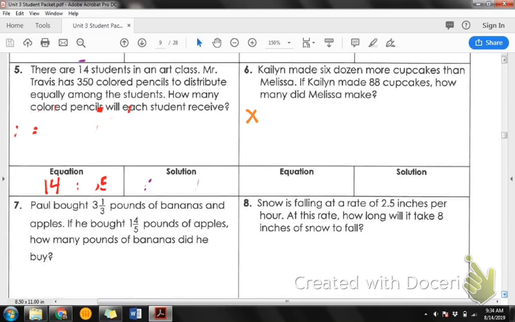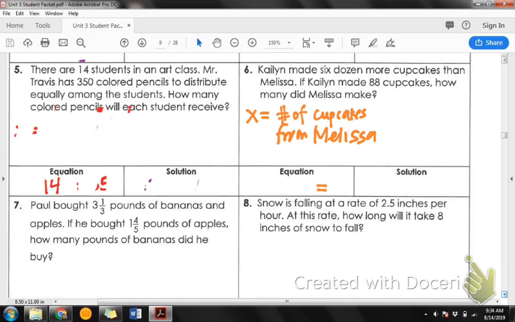Okay, so we know that X is the number of cupcakes from Melissa, right? That's how many Melissa made. So you could also say Melissa's cupcakes or something like that. What's our total going to be, Jose? What'd you put on the other side of your equal sign? Number 6. This is 12 times 6 plus 88.